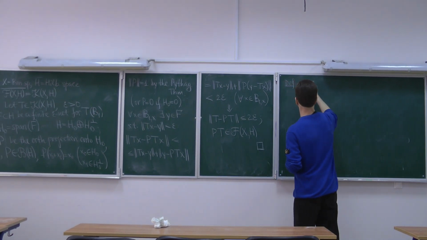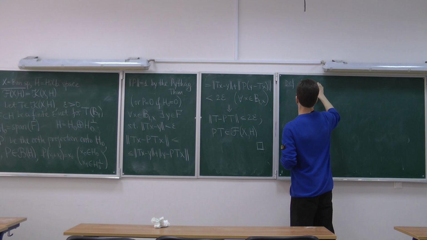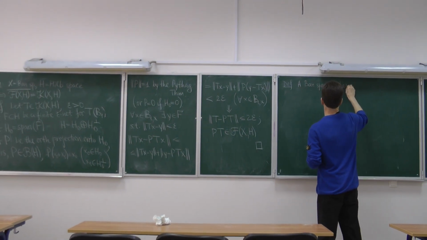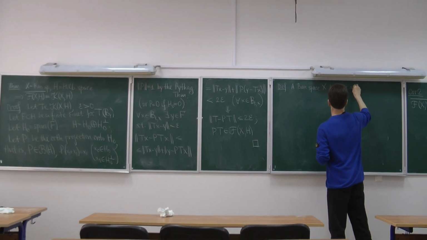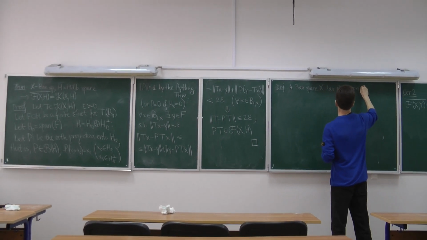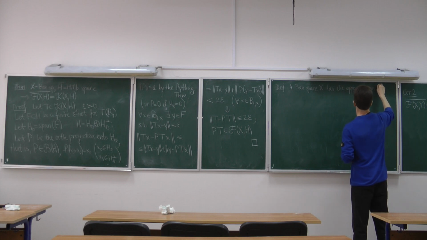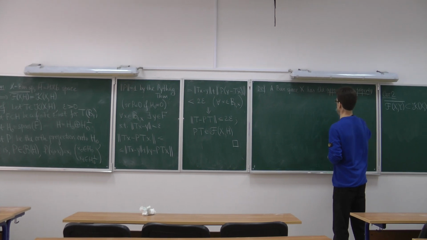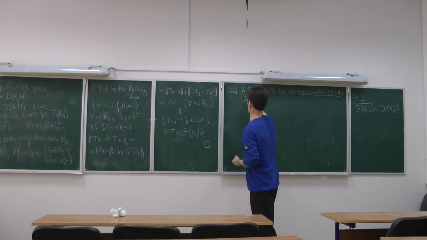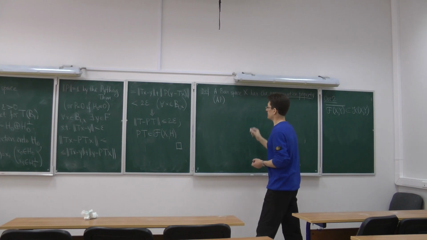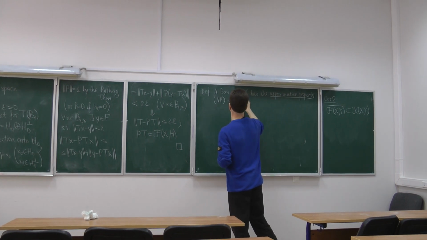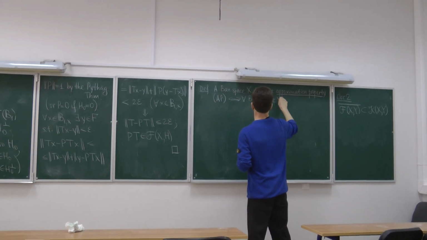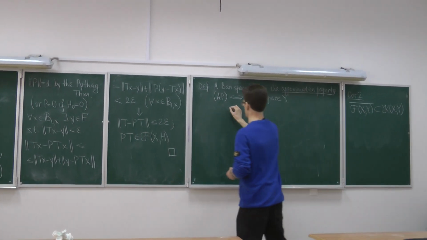By definition, a Banach space X has the approximation property, AP for short, if for each Banach space Y the following equality holds.